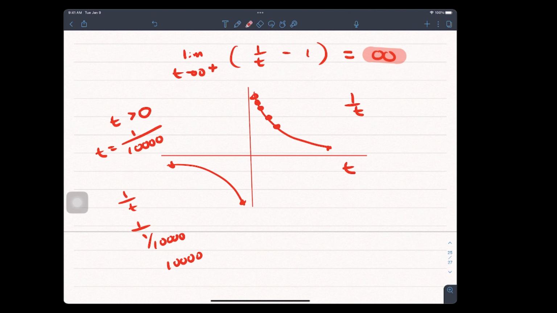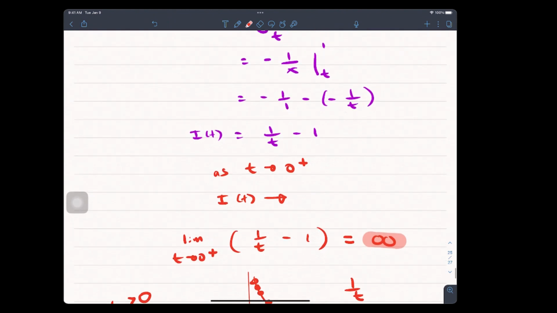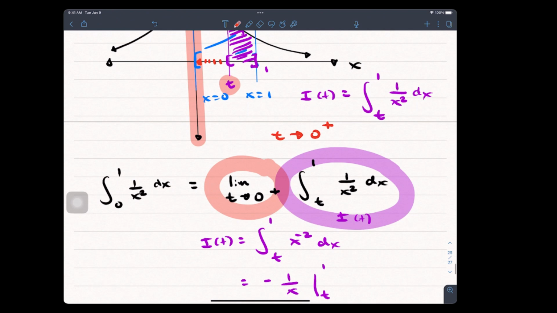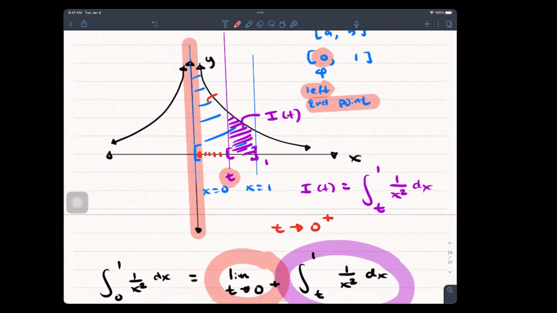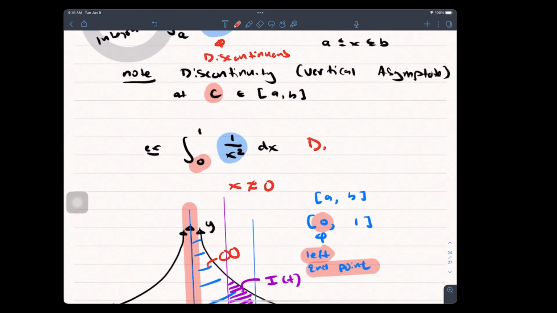Here's what I'm saying. That arithmetic, this is the t. That's getting bigger. So the smaller t gets, the bigger 1 over t gets. Does that make some sense? And so this is big minus 1. This is big. We've shown that this area here blows up. This is infinity. So this integral diverges.